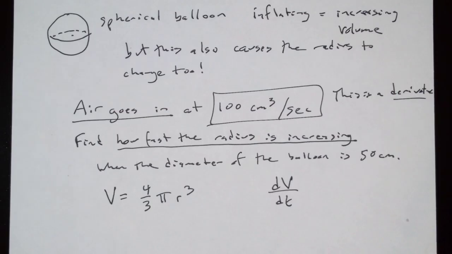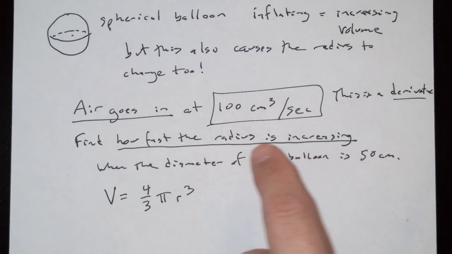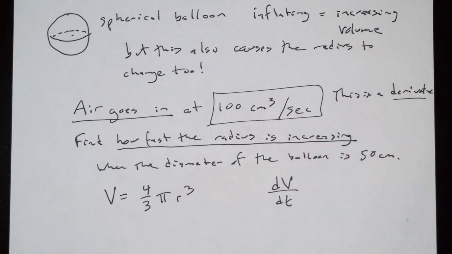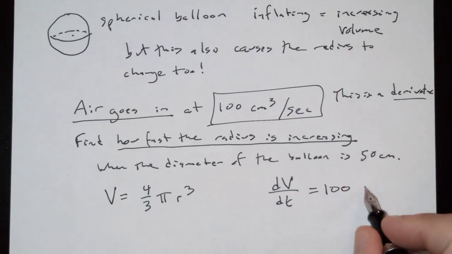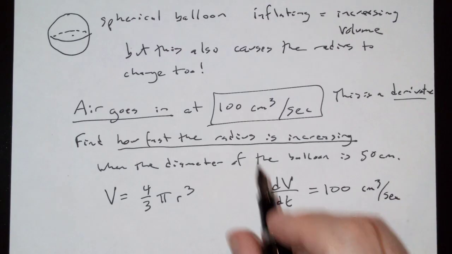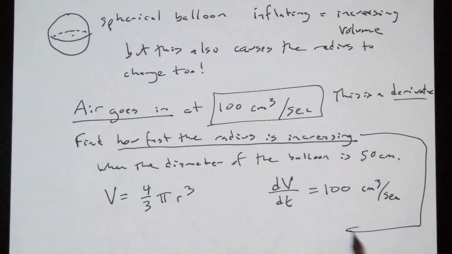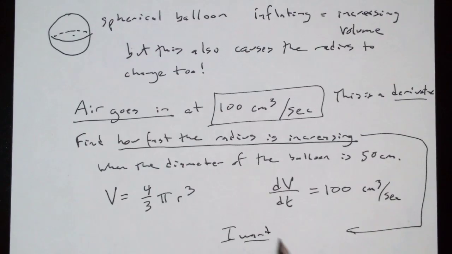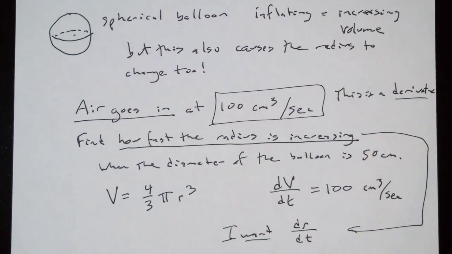If the volume should be a function of time, then something else needs to be a function of time as well. And that's exactly what this is telling me. I want to know how the radius is changing. That means that the radius is also a function of time. And that means that what I'm looking for over here is the change in the radius.